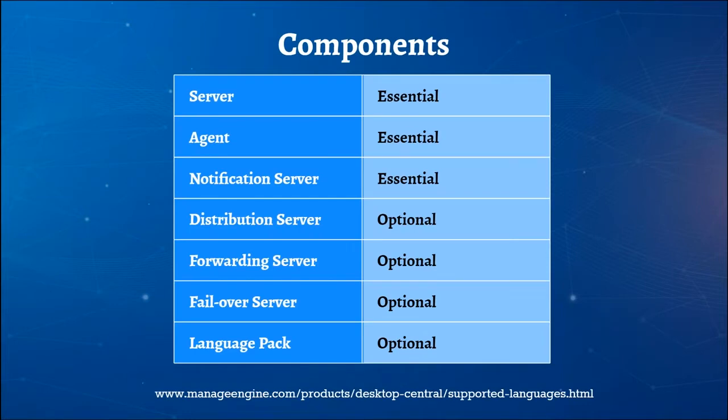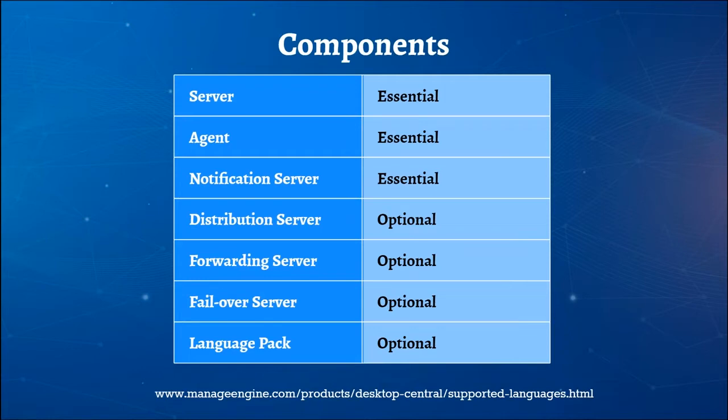And here are the components available in Desktop Central. We already discussed the server, agent, and the distribution server. The next is the notification server, which is another important component that plays an important role in any on-demand tasks, such as remote control and inventory scan or patch scan, which are also on-demand scans. And the failover server brings an additional server which actively monitors the primary server and takes over the operation when the primary server fails.